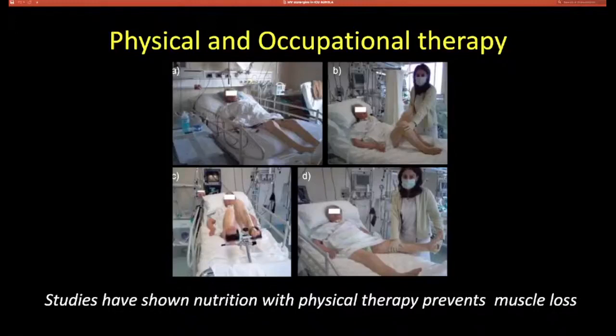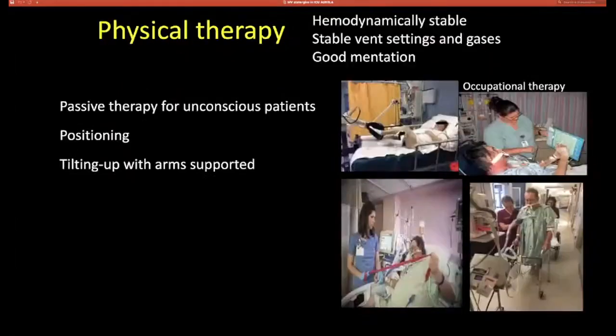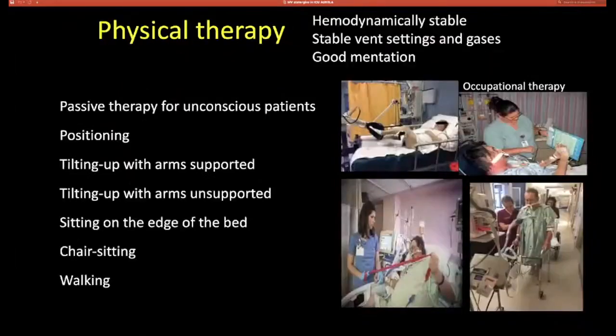If somebody is not able to sit or move on their own, the physiotherapist has to do it and the mobility has to be maintained. The inspiratory muscle training also is very important. I have given how it has to be done. This valve is available on Amazon. For a few thousand rupees, you can buy it. It's a PEEP valve where you can do pre-operative training and post-operative, when the surgery is a long duration surgery in elderly patients. And passive therapy for unconscious patients, positioning, tilting up with arm support, tilting up with arm unsupported. These are some of the physical therapies.